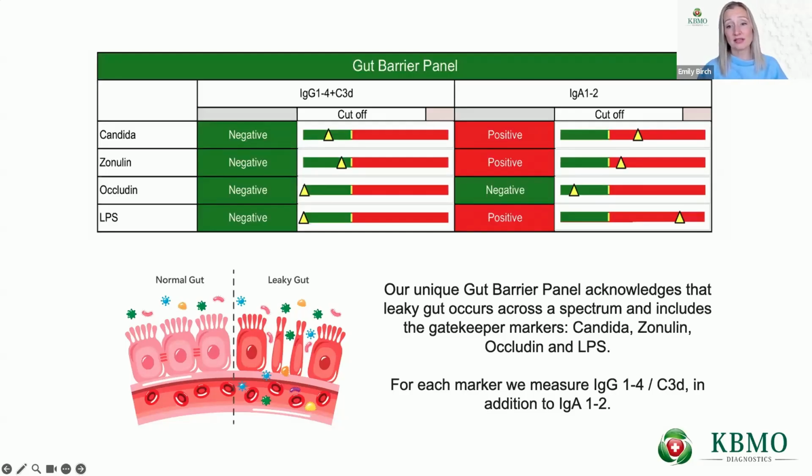Now, the reason we've got these sliders is that our gut barrier panel is unique, and it acknowledges that leaky gut actually occurs across a spectrum.